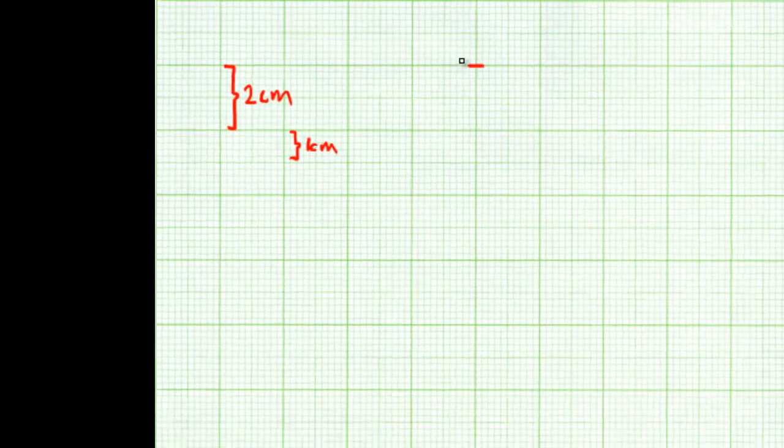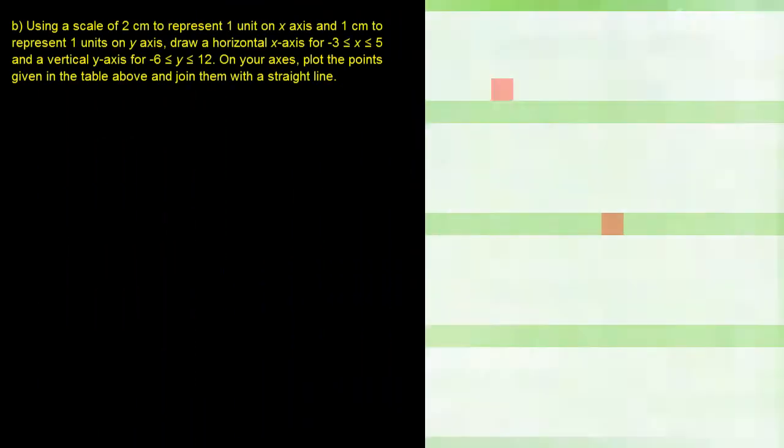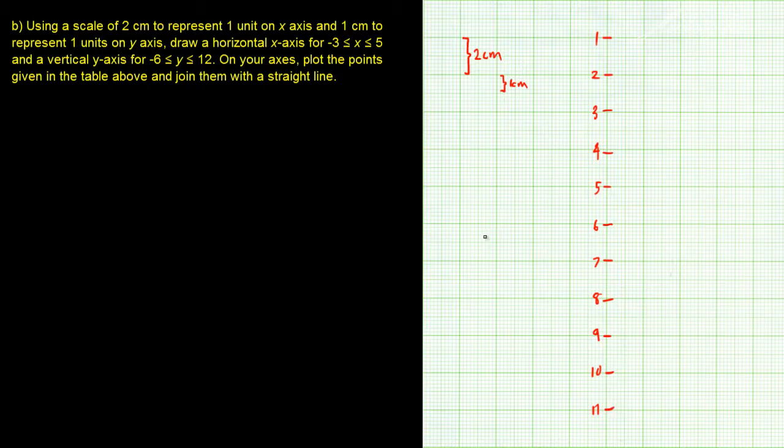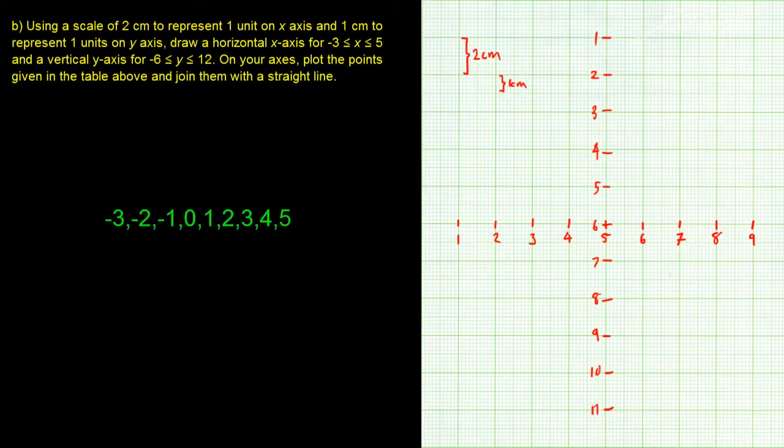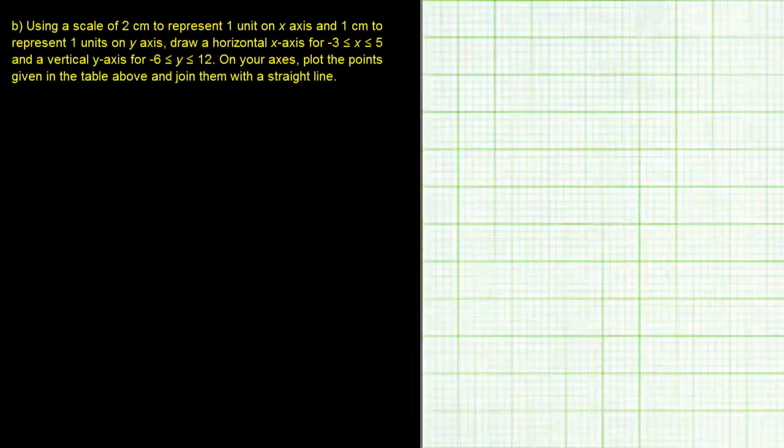It is also good to know that vertically there are 11 bold green lines, which are 2 cm apart, and horizontally there are 9. For the x-axis between negative 3 and 5, there are 9 integers inclusive of zero, so we know that we will use all the 9 bold lines. For the y-axis between negative 6 and 12, there are 19 integers, divided by 2 because the scale is 1 cm to 1 unit, so we will need 10.5 of the bold lines. So let us get started.